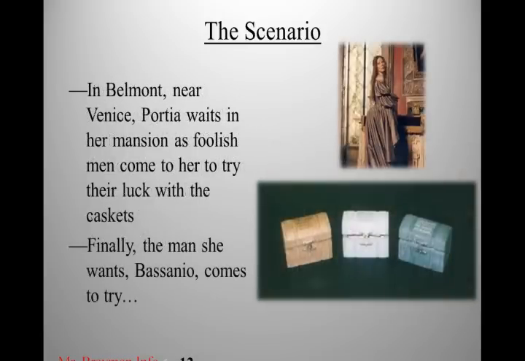And so at Belmont, which is near Venice, Portia waits in her mansion for a lot of foolish men to come and visit her. There's a Moorish fellow, a Moor from Morocco, who comes and tries his hand and fails. He's kind of a goofy guy. Once again, we kind of see the European view of Moors. And finally, the man she really wants, Bassanio, comes to try.